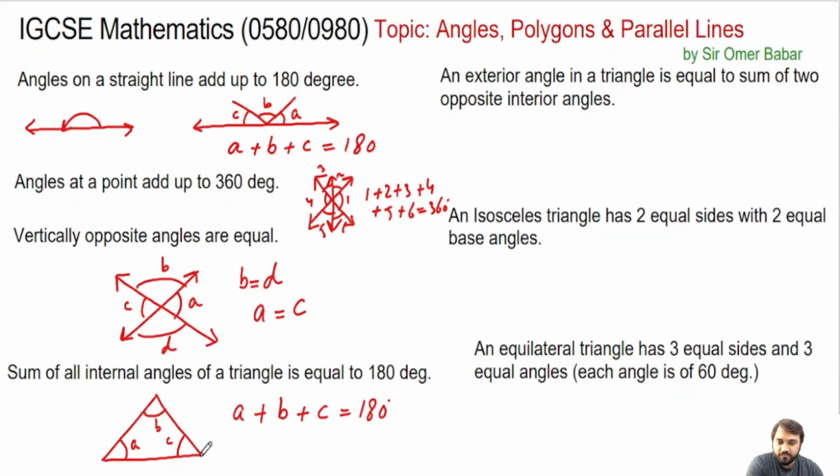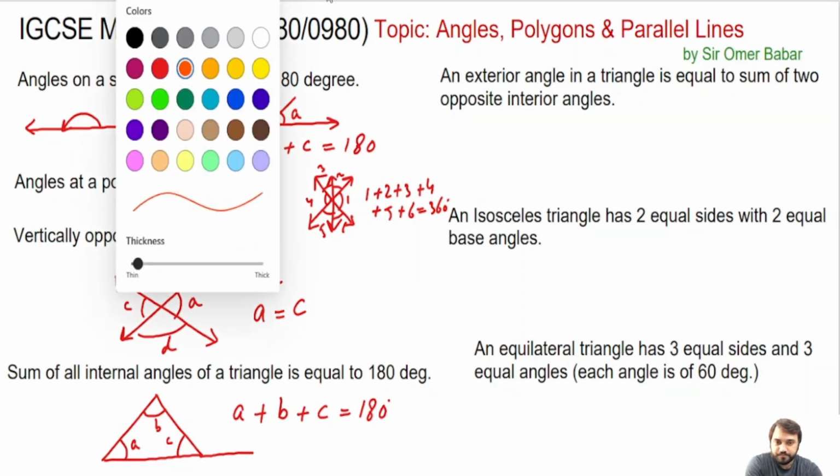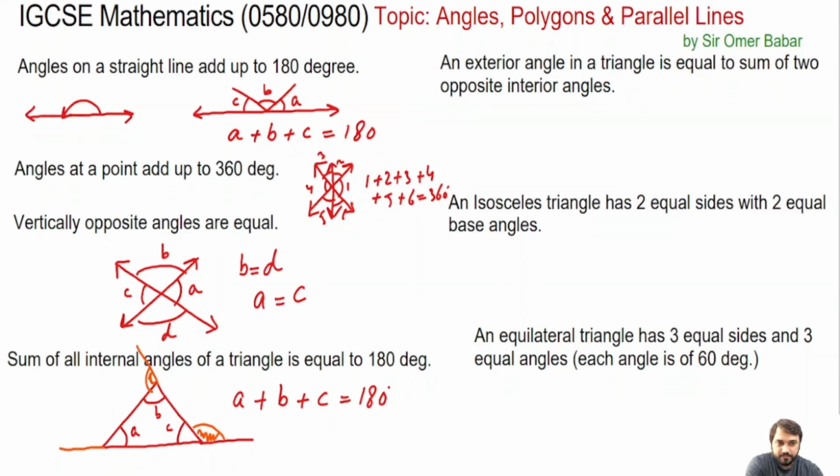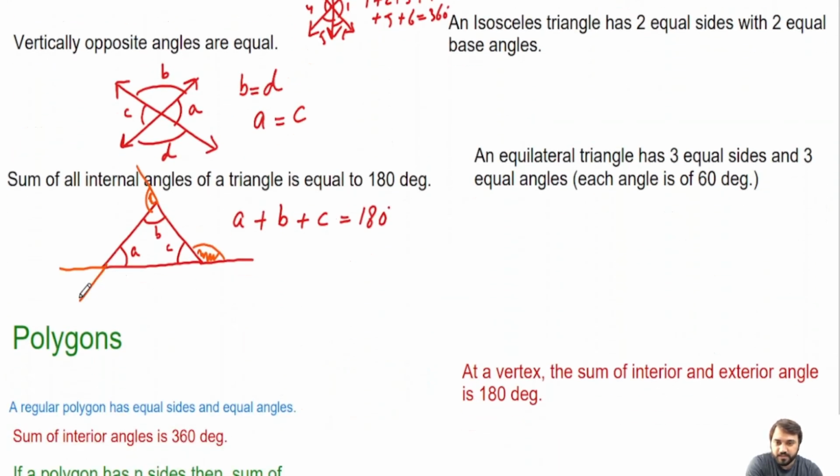Similarly, the sum of external angles of a triangle also adds up to 180 degrees. Something like this. This is an external angle 1. If I extend this, this would be an external angle. Again, this thing, or you can say something like this. If these angles are X, Y, and Z, then X plus Y plus Z would be equal to 180 degrees.